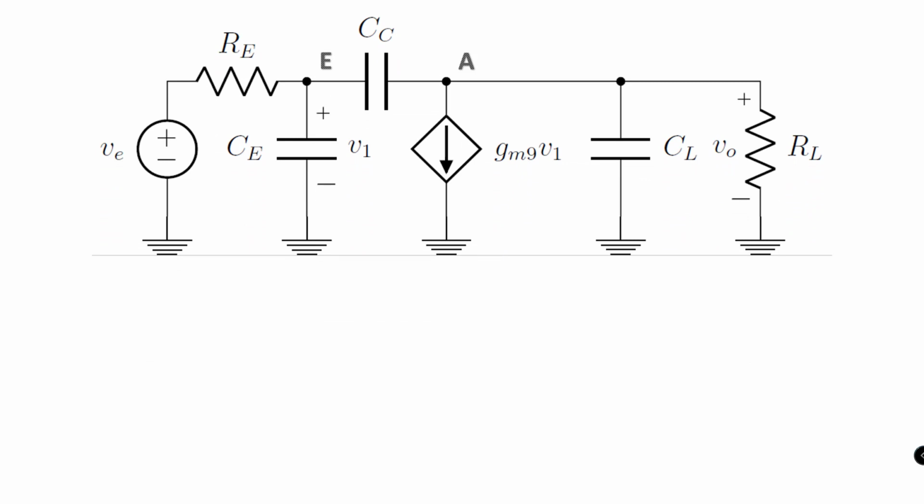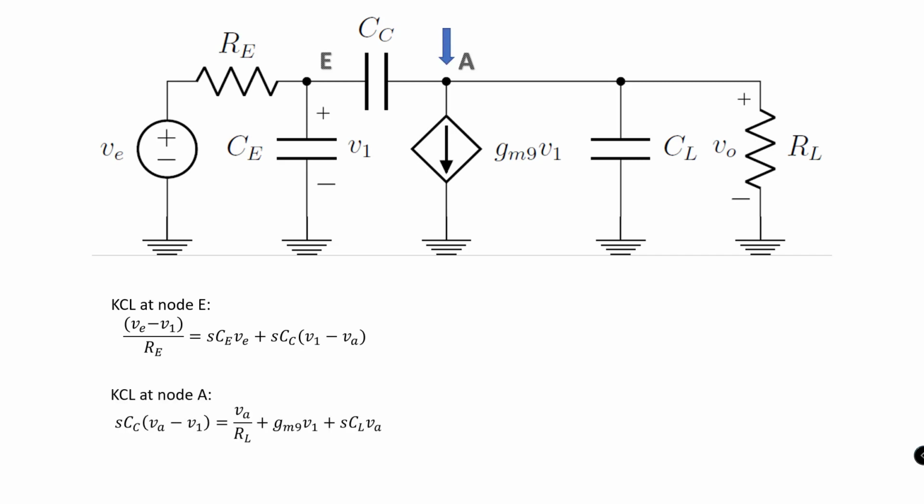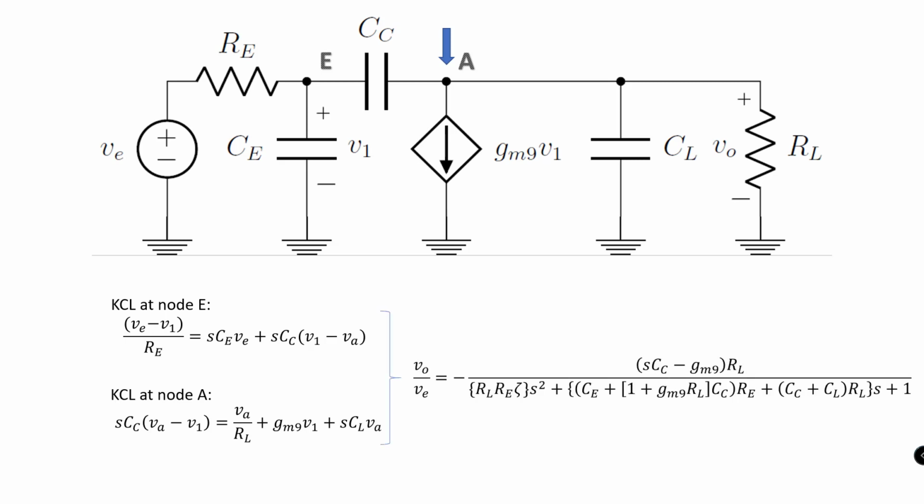So, clearly there are two nodes, and we write a KCL at node E, which is given by this particular expression. Next, the KCL at node A can be given by the following expression. After doing some substitution and some algebra, one can end up with an expression with a first order numerator polynomial and a second order denominator polynomial.